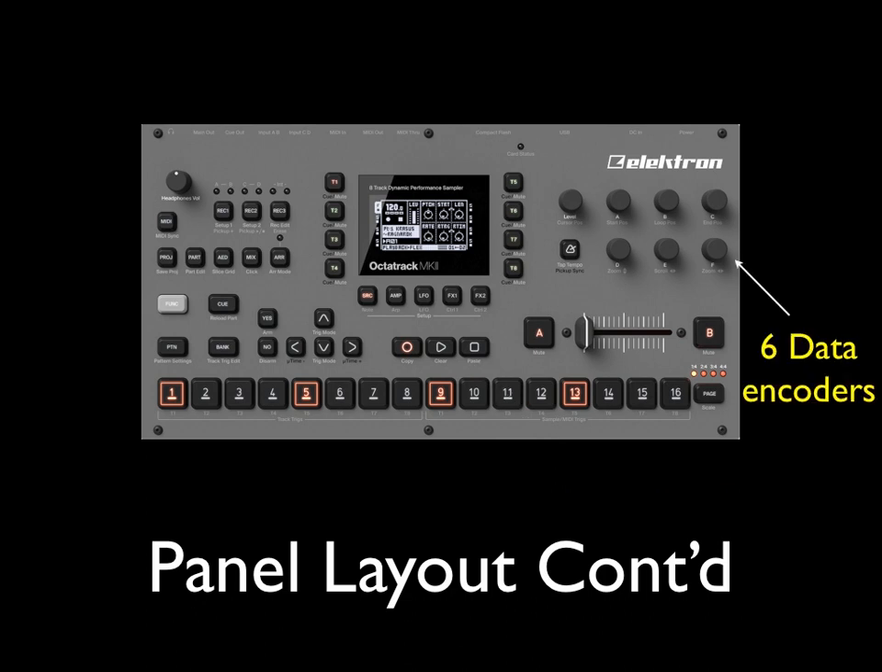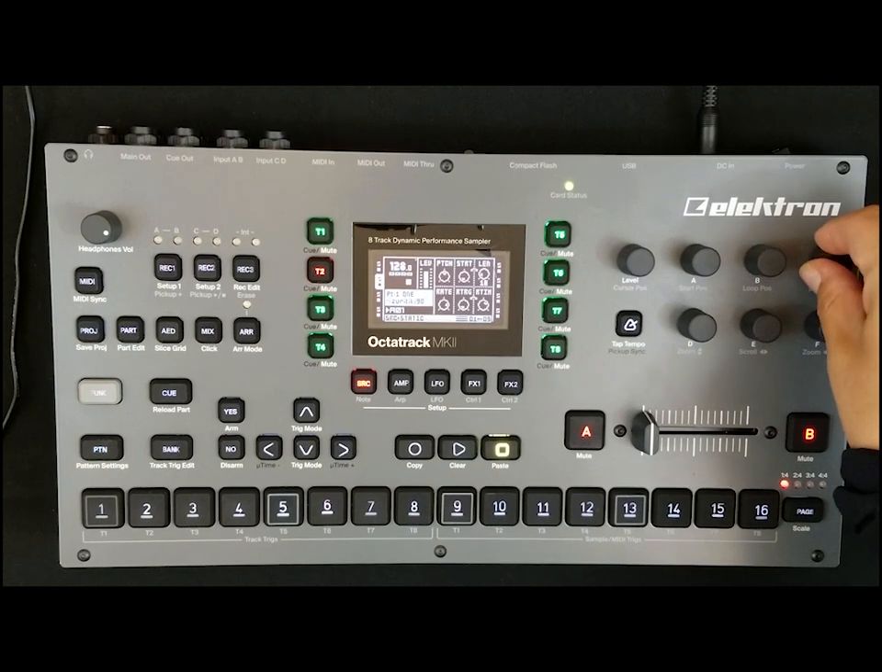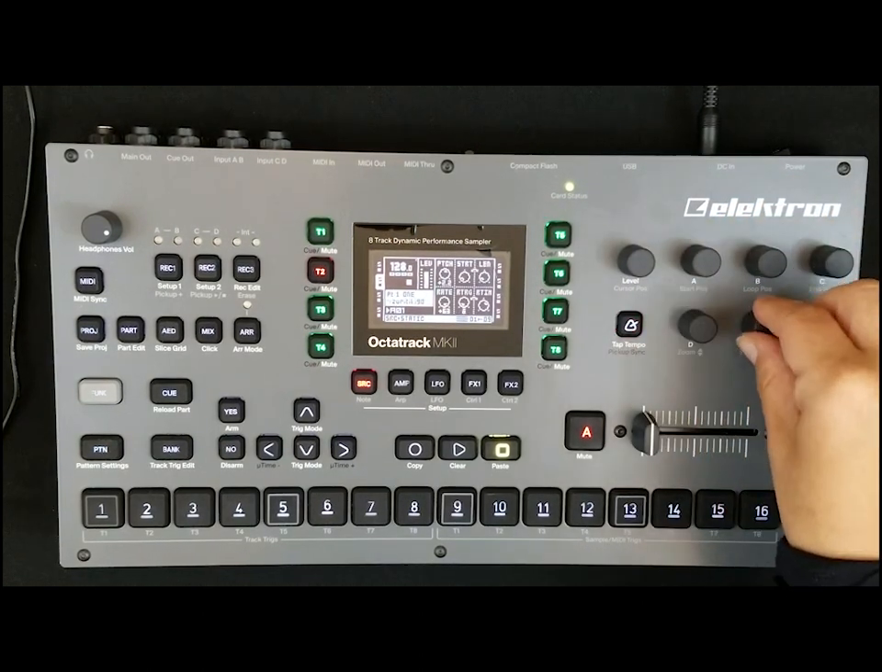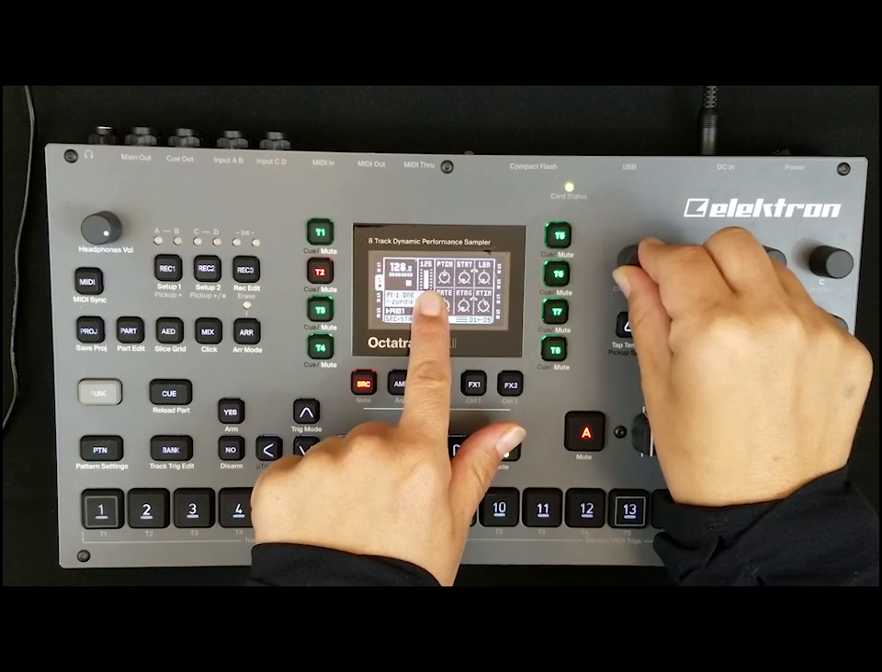These are the 6 data entry encoders, or data entry knobs. They correspond to the values you see on the screen. So here you can see that encoder C corresponds to the length, A affects the pitch, and so on. The level knob sets the overall volume of the active track.